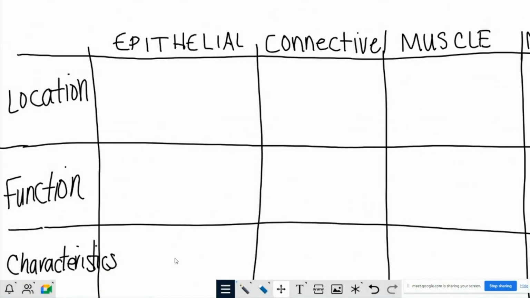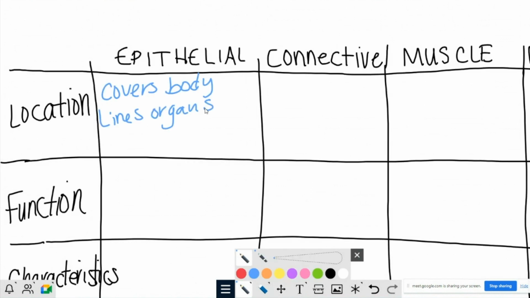So epithelial tissue. Epithelial tissue is your covering and lining tissue. Covers the body. Someone mentioned skin a moment ago. Skin is epithelial tissue. Lines your organs. So your organs are lined with this particular type of tissue. And finally, it comprises your glands. Your endocrine and exocrine glands are composed of epithelial tissue.